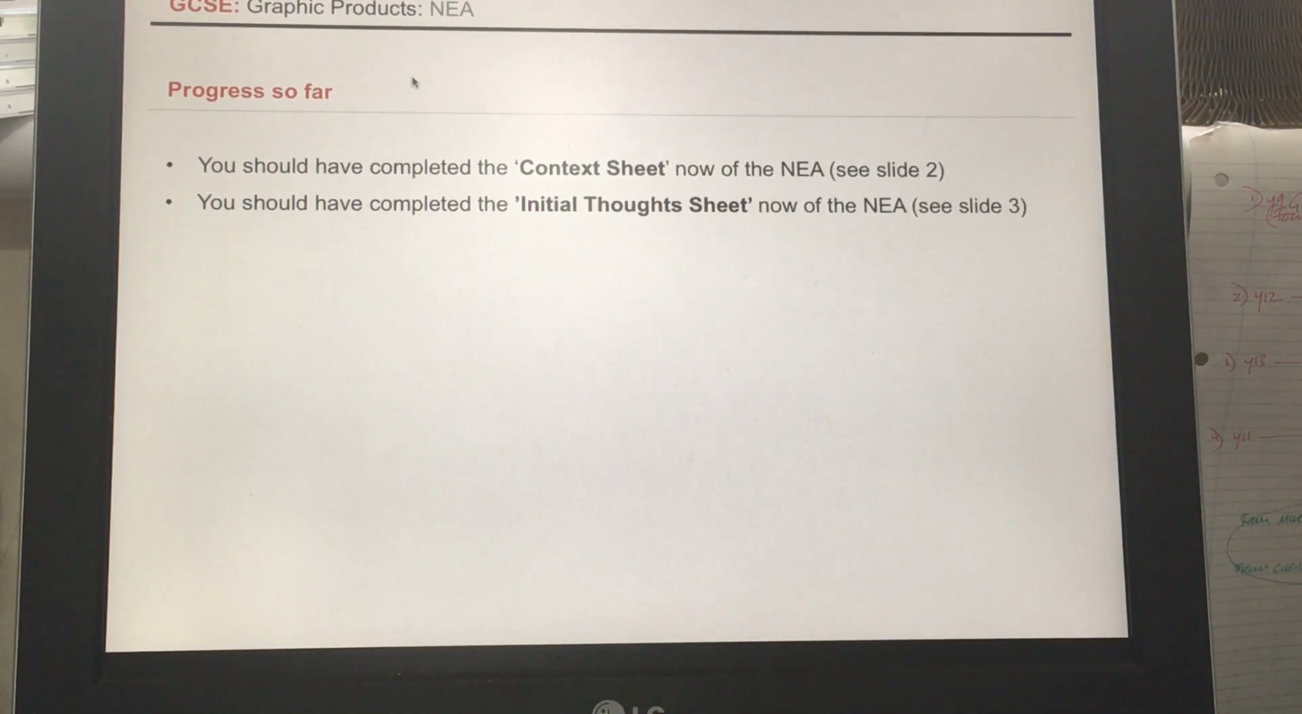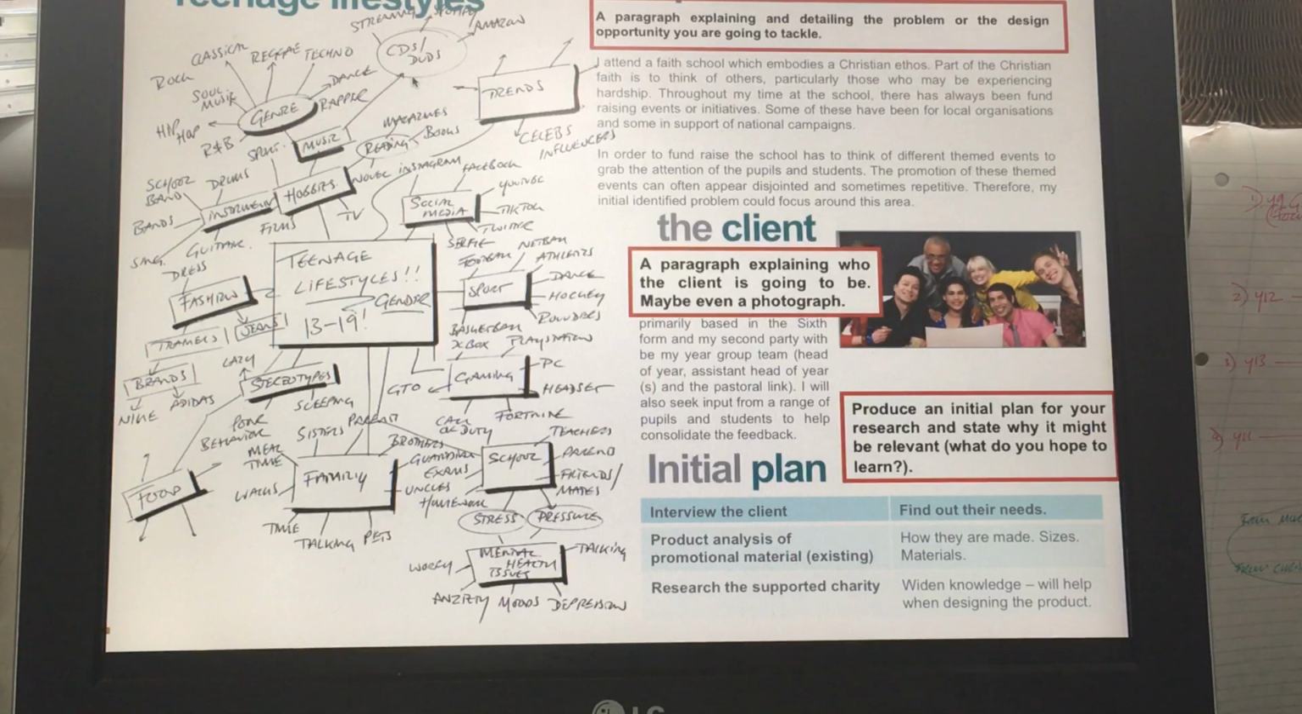Okay, so this is lesson 5 of your NEA. There's going to be 2 videos for this section. The first one I'm going to go through the commentary of the PowerPoint, then I'm going to start the analysis of a product. There's a recap on the first slide here that you should have completed your context sheet and your initial thoughts. There's a further couple of slides on the PowerPoint or the PDF if you're using a PDF as to what they might look like.